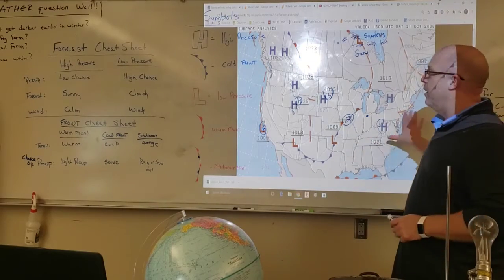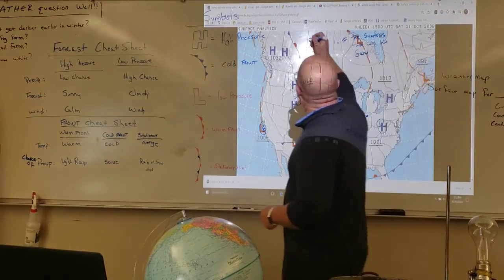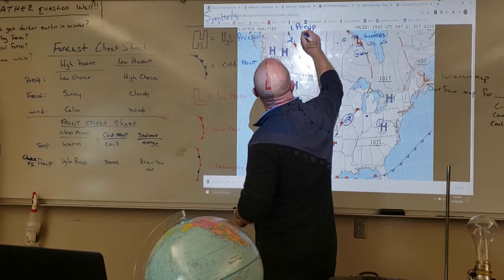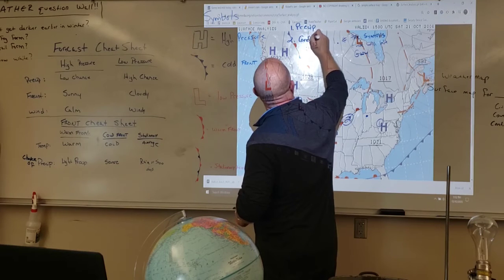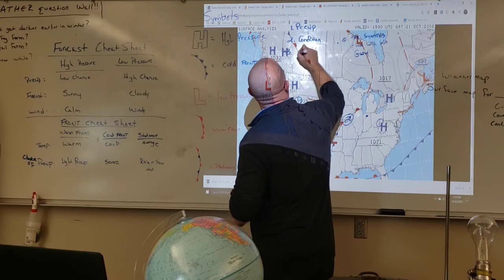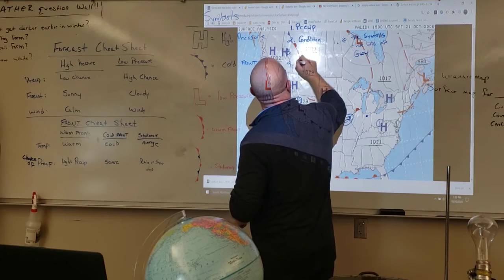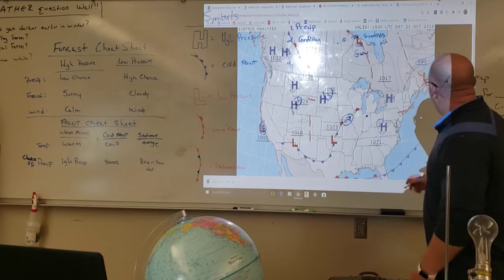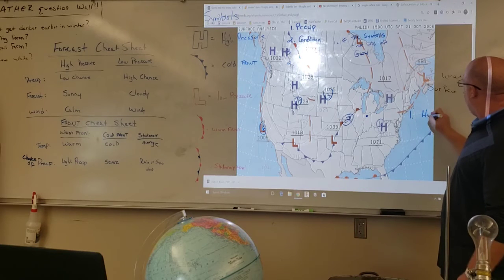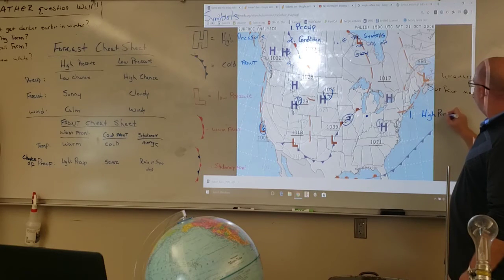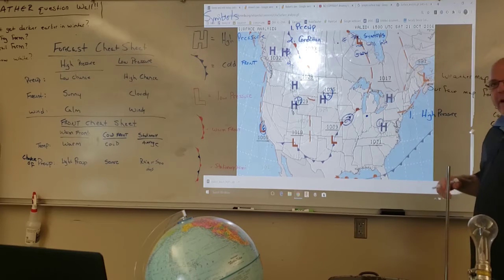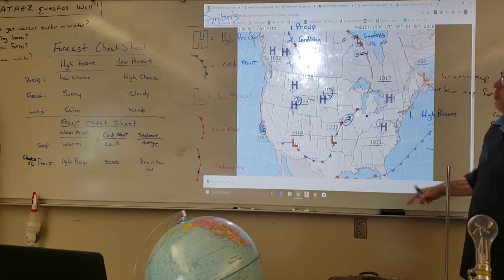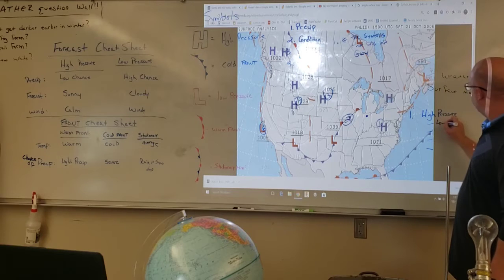All right. Now that you've got this done, now we actually need to do the forecast. If you remember, the forecast has to have 4 things. It needs precipitation. It needs the condition or forecast. It needs the wind. And it needs the temp. So for each one of these numbers that you've now written, on my sheet of paper, I have 1, high pressure. So for 1, for high pressure, the precipitation is a low chance.